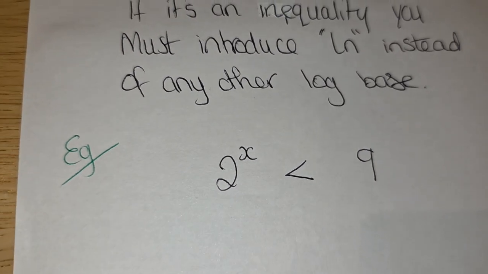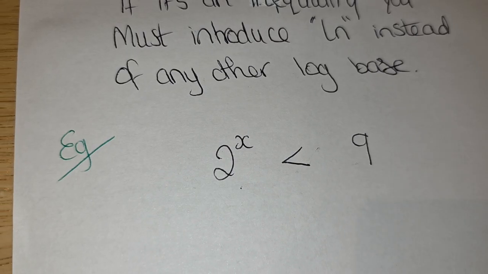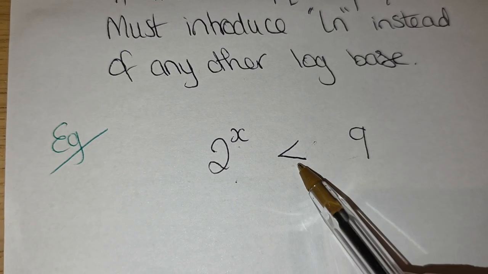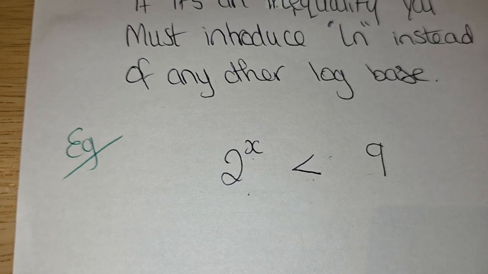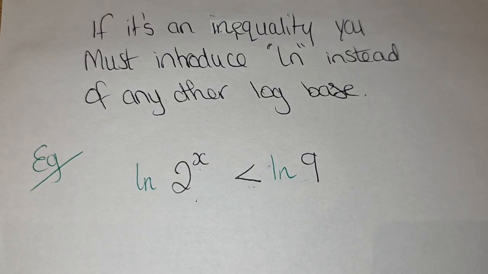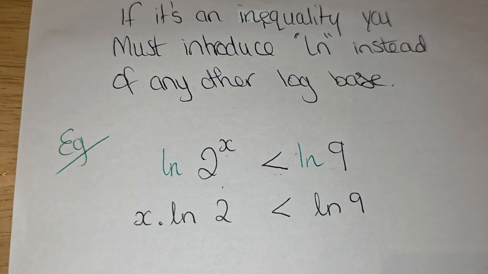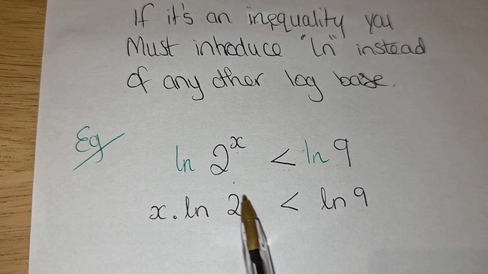So just to show an example of that, if I was asked to solve 2 to the power of x is less than 9. Okay, again, unknown power in your index, so I would introduce logs. But because it's an inequality, I have to introduce the natural log, ln, on both sides. Okay, then I just apply my rules of logs. Bring the power of x down in front of the log. I want to get x on its own, so now I have to divide across by ln 2.